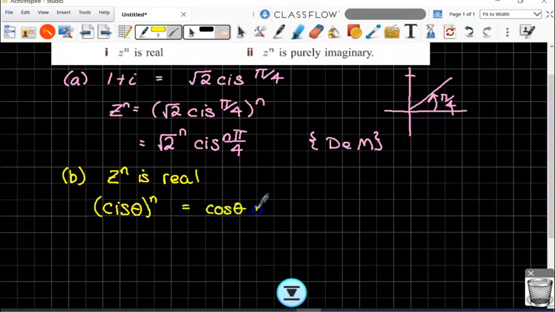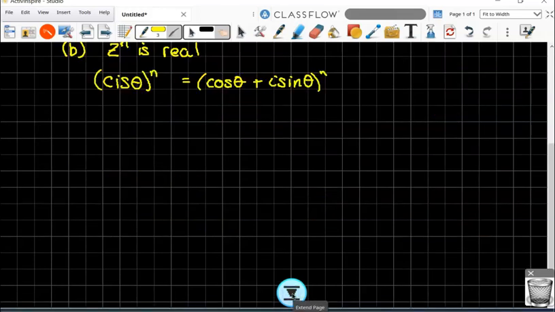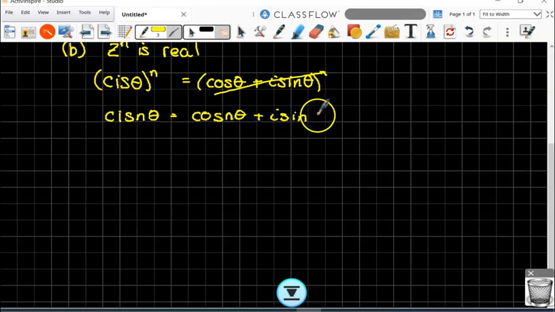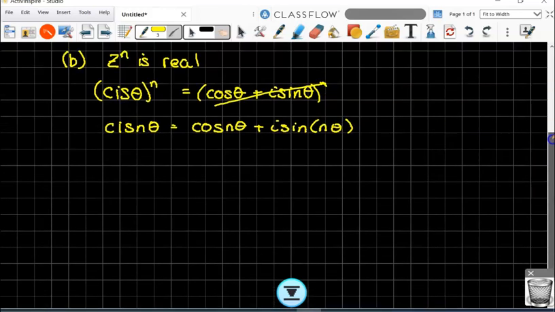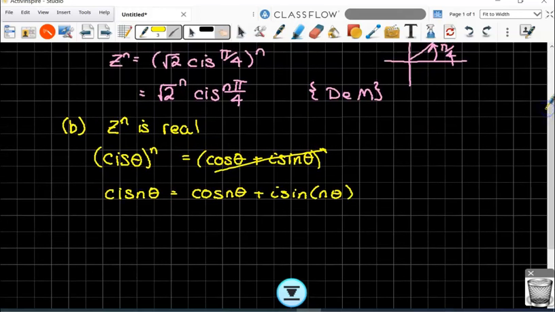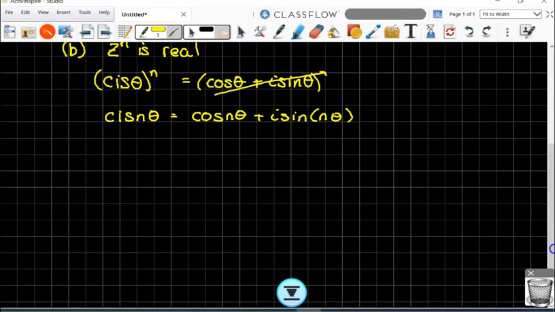So, we've got cos theta plus i sine theta, right? I would probably not write that. I would probably say this is cis n theta, and so that would be cos n theta plus i sine n theta, because I don't want to expand anything to the power of n. Do we agree? So, going back then to our little situation here, we have cis n pi on 4. I'm going to ignore the modulus. Am I allowed to do that? Yep, because that's not going to have any bearing on whether it's real or not.